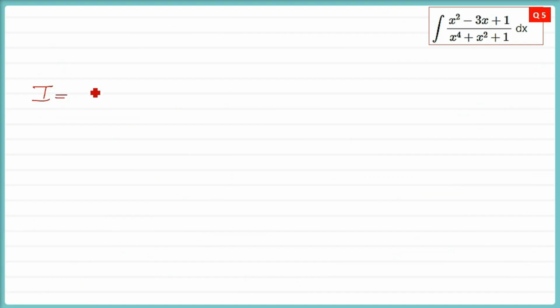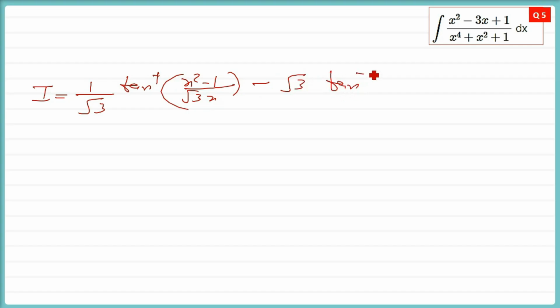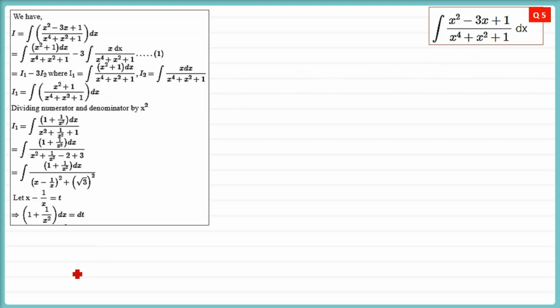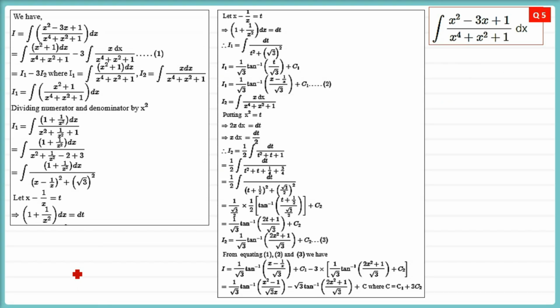So I has become, the first term was already, by default, you have known in the previous question. So I'm writing directly 1 by root 3 tan inverse x square minus 1 by root 3x. The second term has come as negative root 3 tan inverse 2t. So t will be x squared. 2x square plus 1 divided by root 3, and let's close it and plus a constant of integration. This is your final result. Now this is the result, or this is the solution.